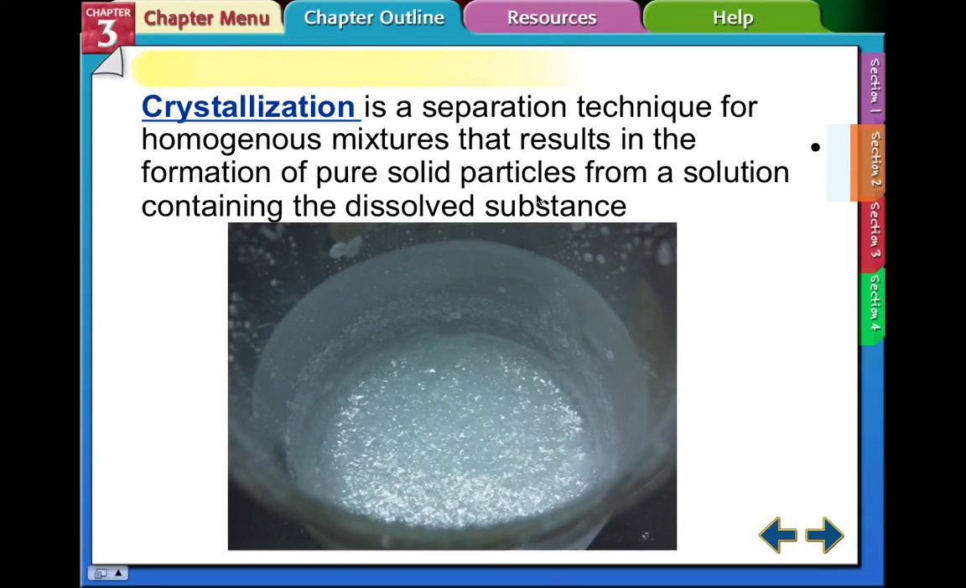Crystallization is a separation technique for homogeneous mixtures. Remember, they're all mixed together. It results in the formation of pure solid particles from a solution containing the dissolved substance. So if we had sugar water and we wanted to pull out the sugar in the water, we would evaporate off the water and we would have the crystal sugar left. Crystallization.